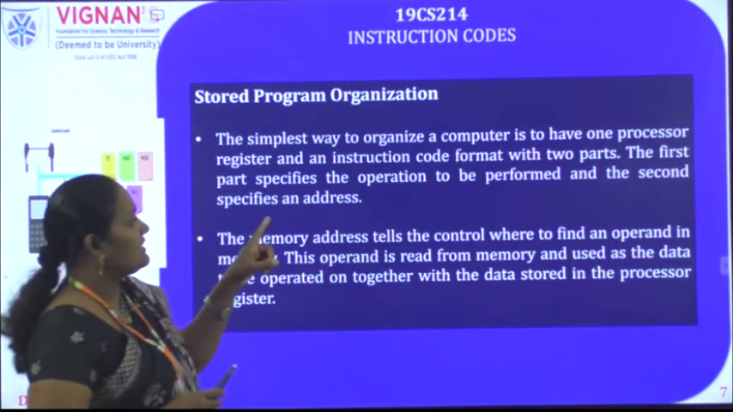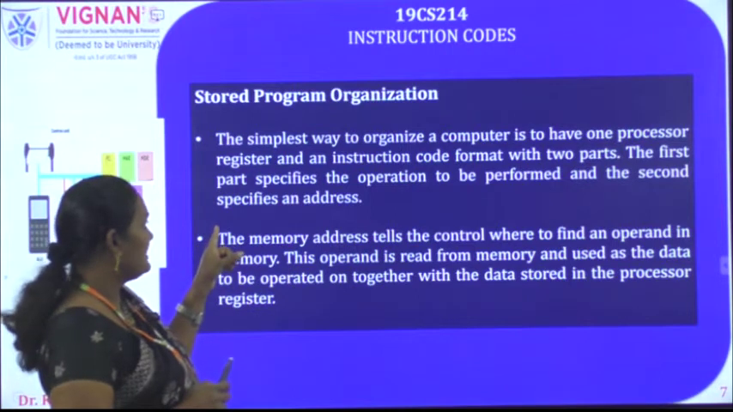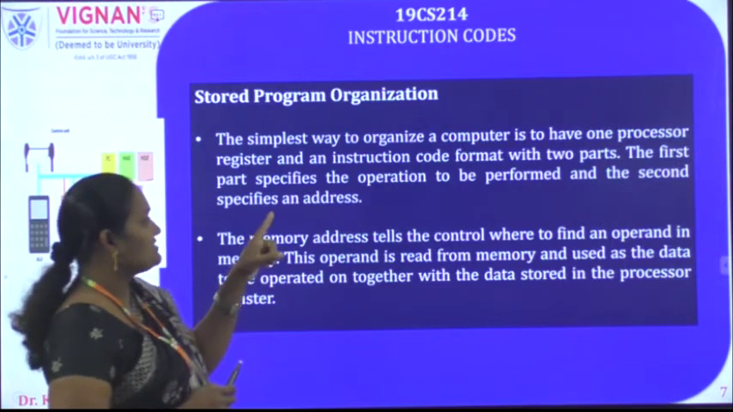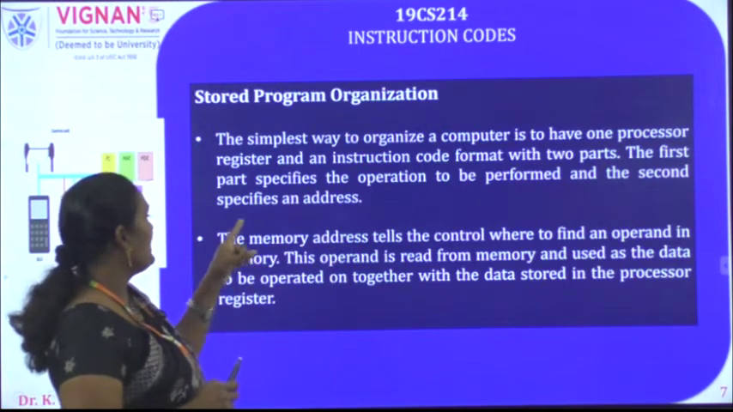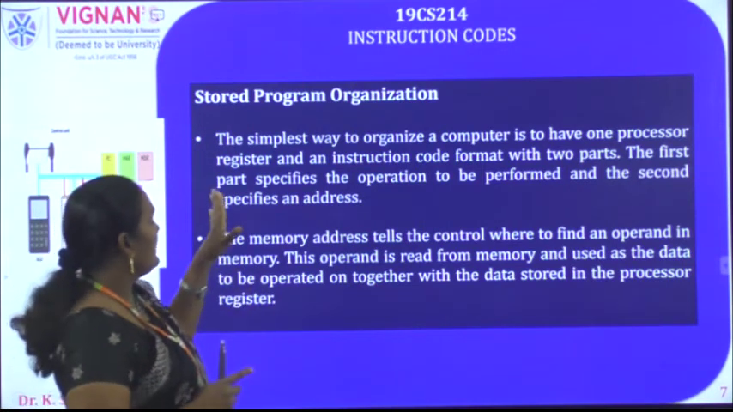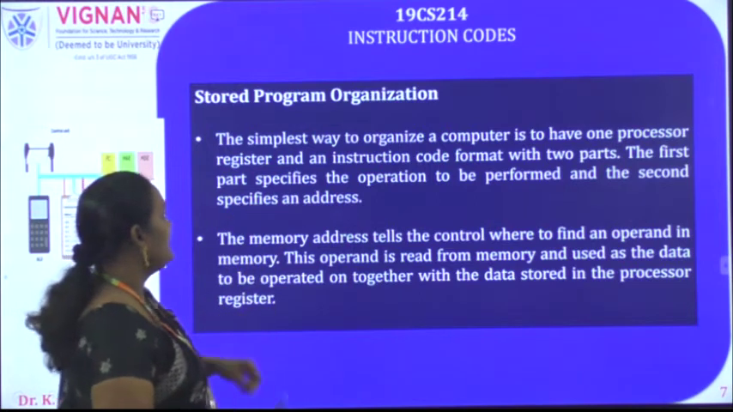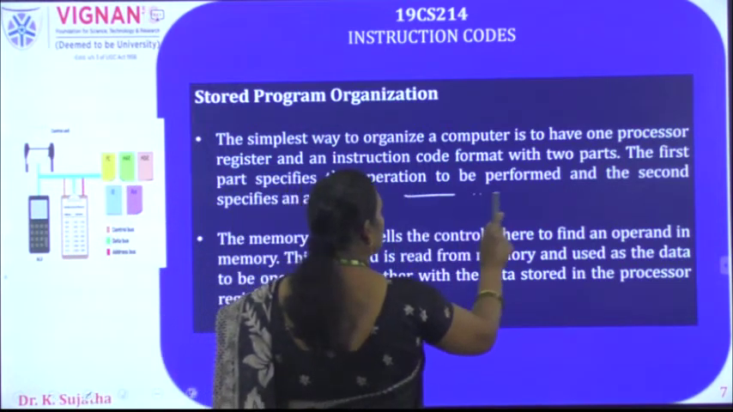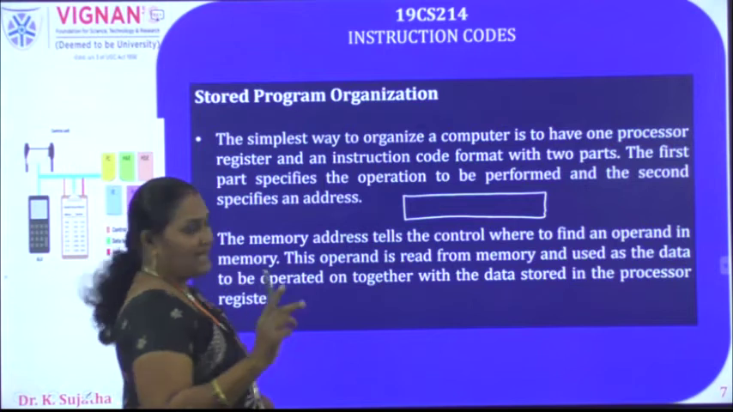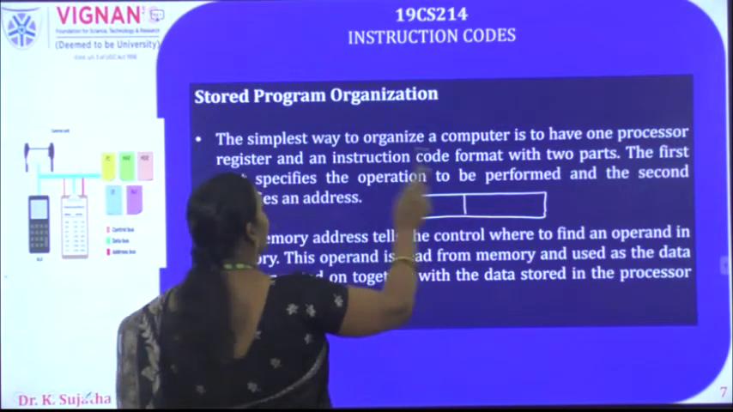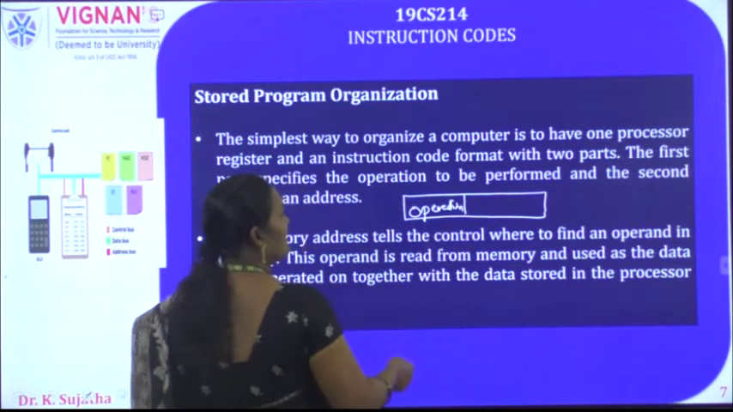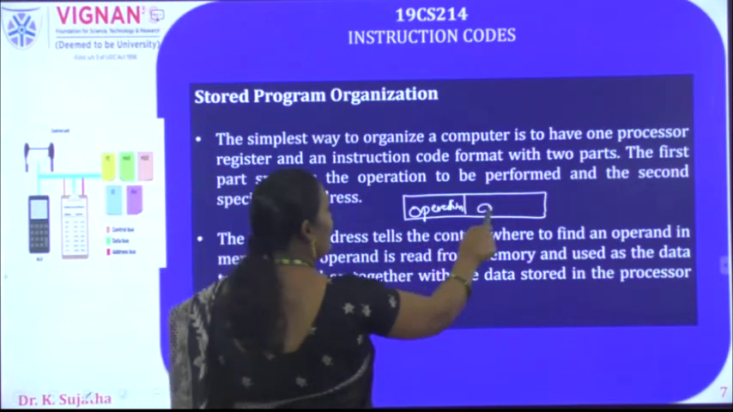The simplest way to organize a computer is to have one processor register and an instruction code format with two parts. The first part specifies the operation to be performed and the second part specifies an address. So the instruction code format consists of two parts. The first part is used to specify the operation and the second part specifies the address.